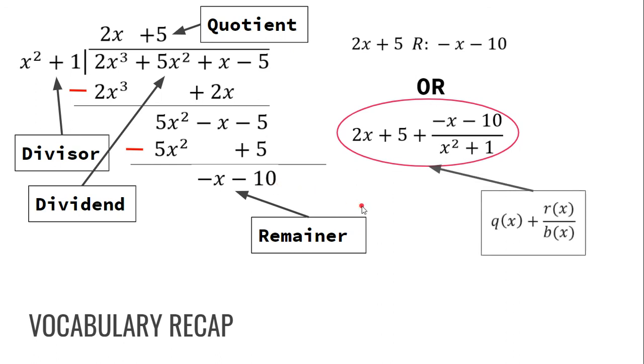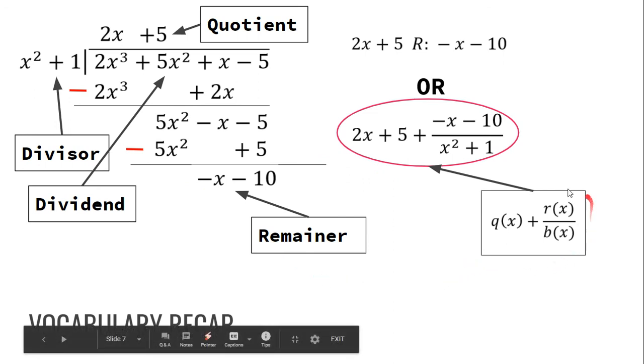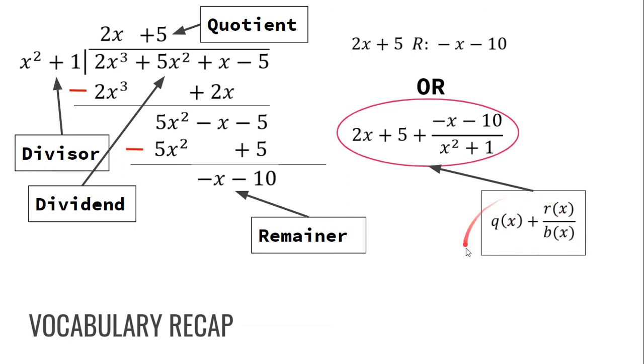When you go to write your answer, in the preferred format, you would write your quotient first. So that's q of x, q for quotient, and then add it to the remainder over the divisor. Okay, so r of x is the remainder polynomial, and b of x is your divisor polynomial. There are a lot of examples on Delta Math and things like that that ask you to write your answer in this format. So again, this is the preferred format.